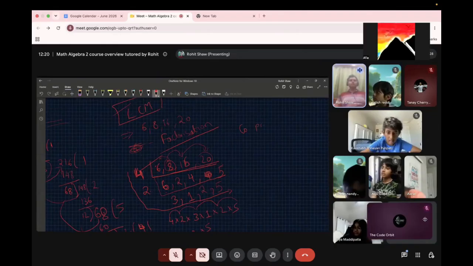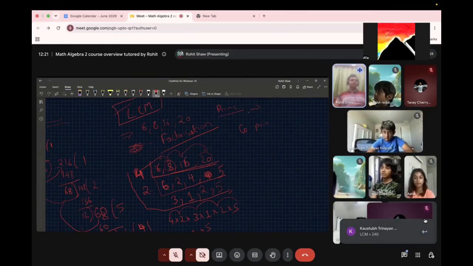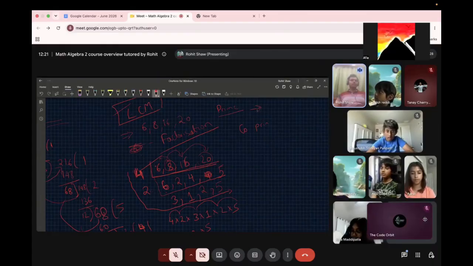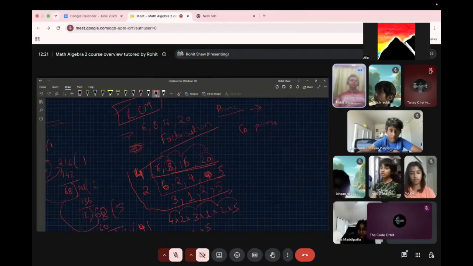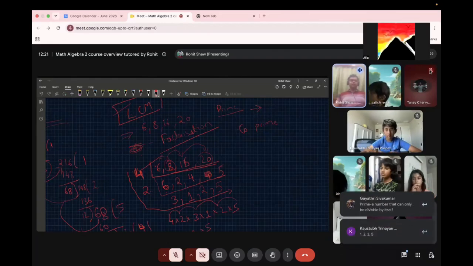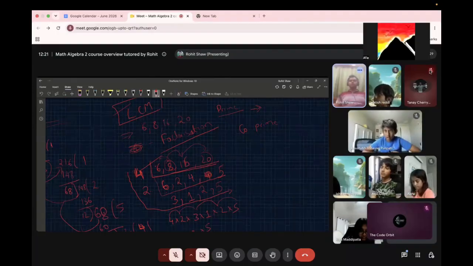Co-primes. So what is a prime number? Can anyone tell me? Okay, I'll tell you. Prime numbers are those numbers that are only divisible by itself and 1. 1 is not a prime.